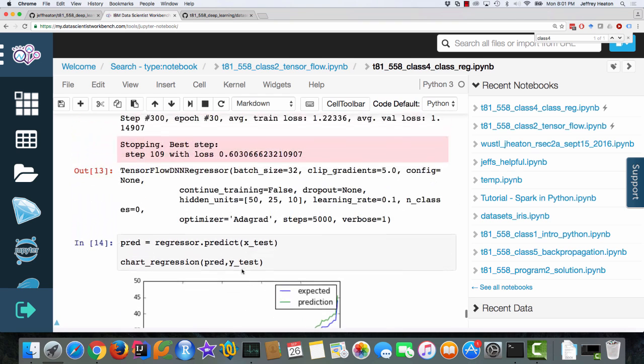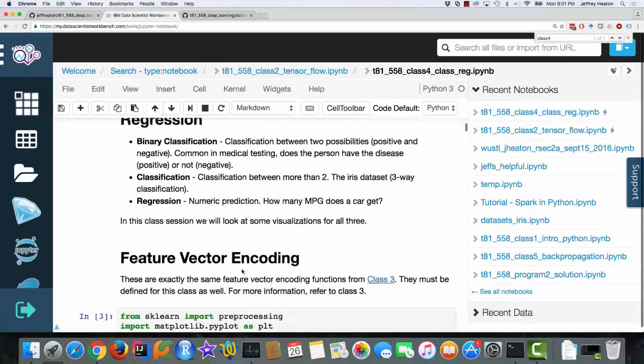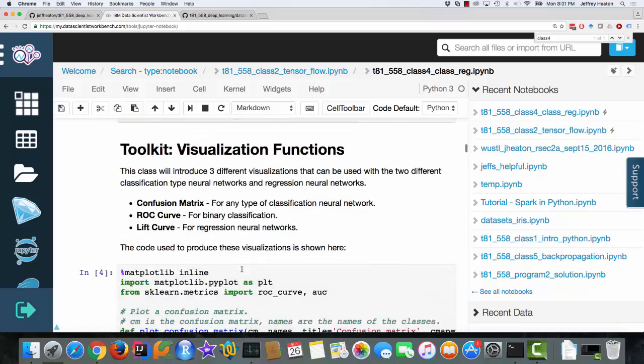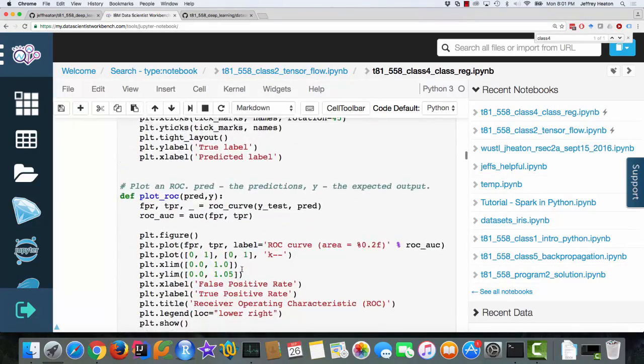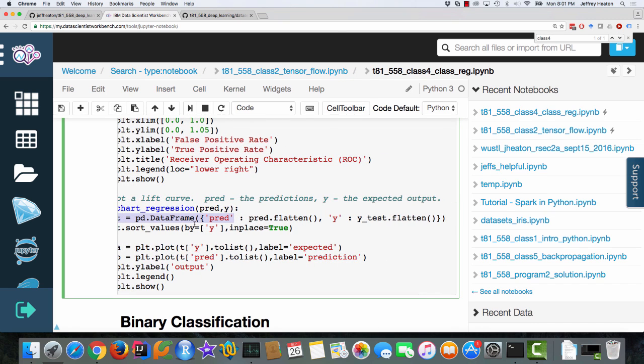So just to show you how this one works, and apologize for the rapid scrolling, I don't want to give anybody motion sickness. If you look at the plot for the regression one, this is a relatively simple one to generate. You pass in the prediction and the y, and what I do is I create a data frame. This is a very useful pandas command. I create a data frame completely from scratch.